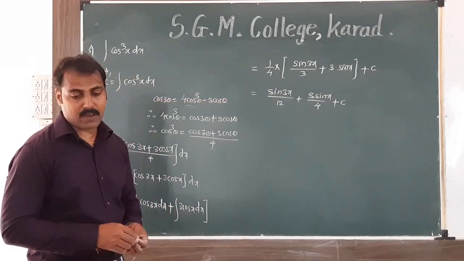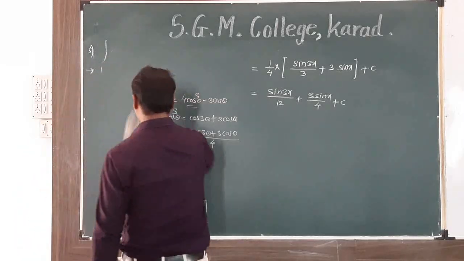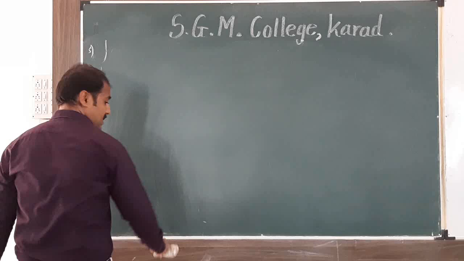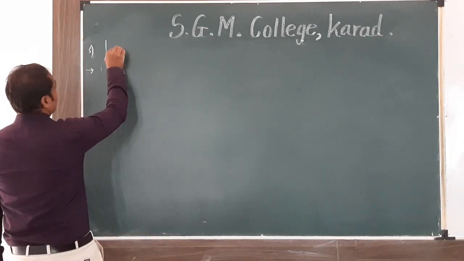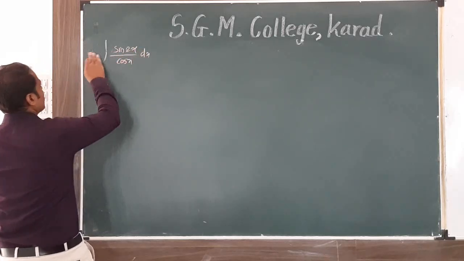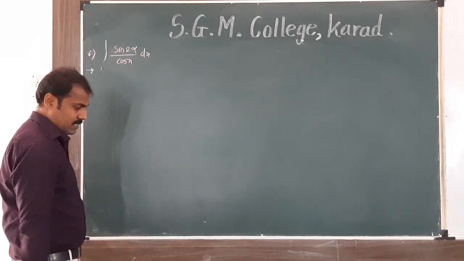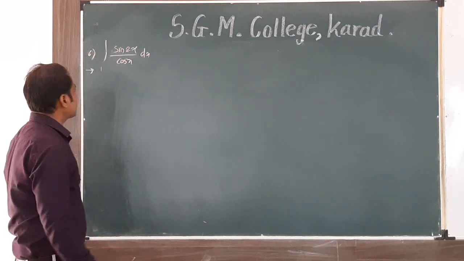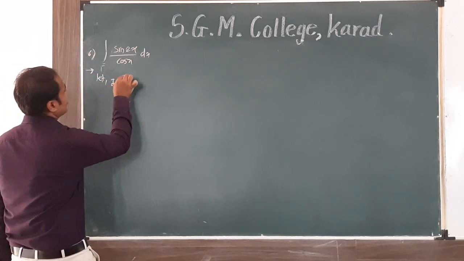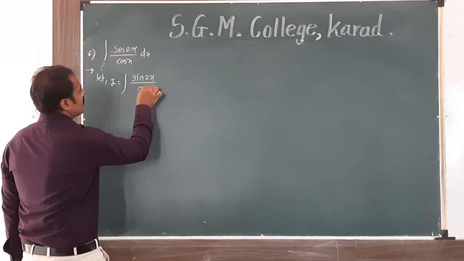Next example is evaluate integration sin 2x divided by cos x dx. Sixth example is here. Evaluate integration of sin 2x divided by cos x. When we see the example of integration, clearly it's the symbol for integration. So first denote the given integration by I. So I is equal to integration of sin 2x divided by cos x dx.